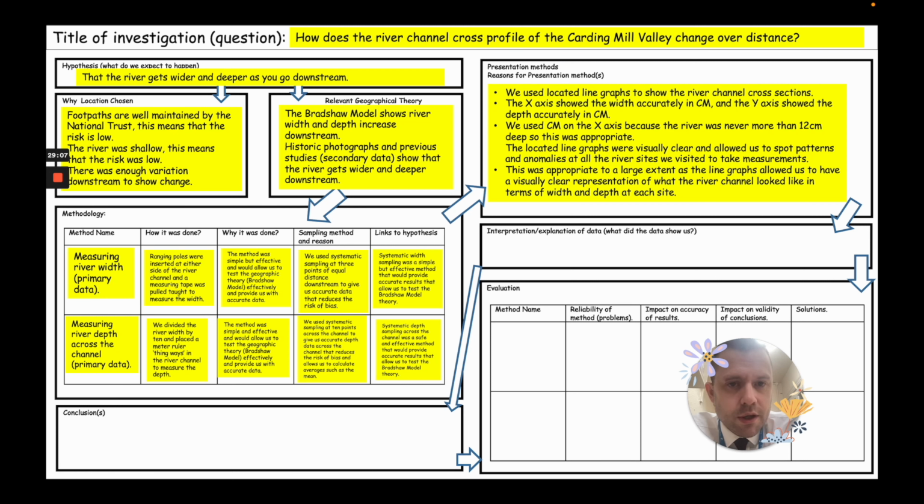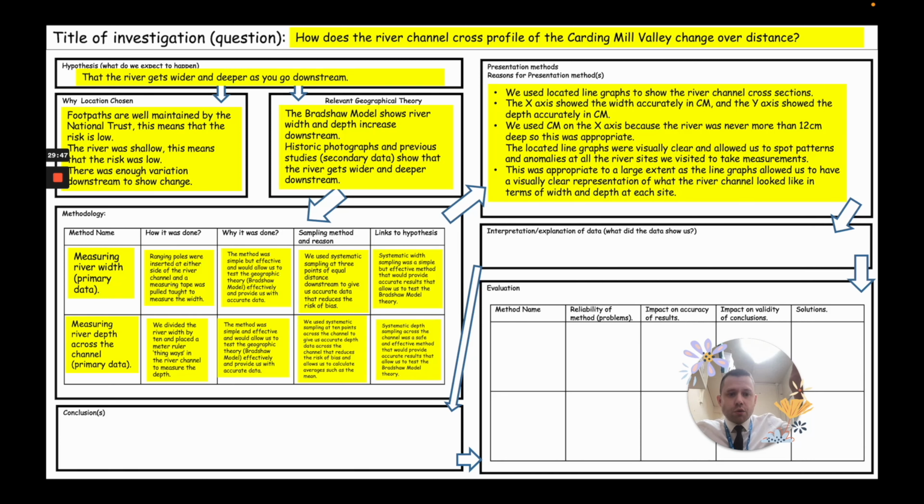So we used located line graphs to show the river channel cross sections. For each site that we measured the width and depth, we drew a line graph, okay, that showed the shape of the river channel. Once we got our graphs, we then stuck them on the base map, like that OS map I showed you earlier of Cardiff Mill Valley. Now the x-axis showed the width accurately in centimetres, whereas the y-axis showed the depth accurately in centimetres.